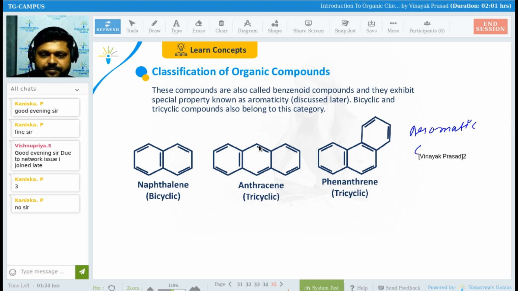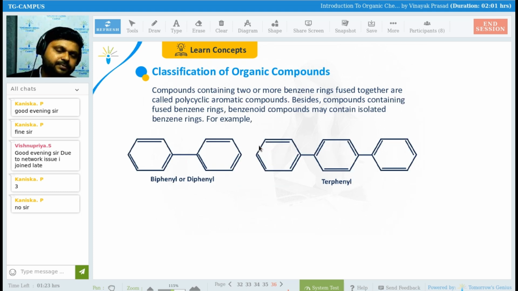Aromatic compound, right? If I ask what is an aromatic compound, for now you have to say: any ring, if in any benzene ring the double bonds are coming at alternate positions, then it will be called an aromatic compound. Right? See here, this is also an aromatic compound.